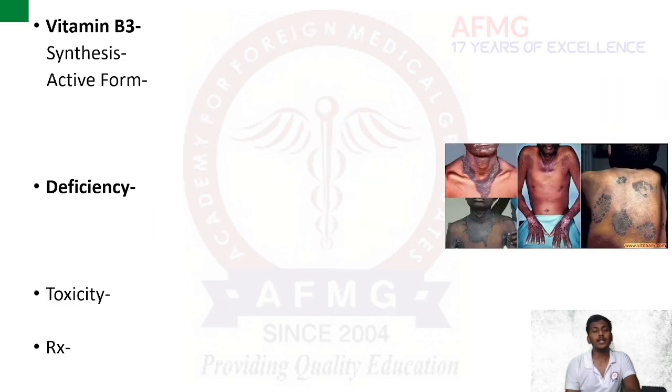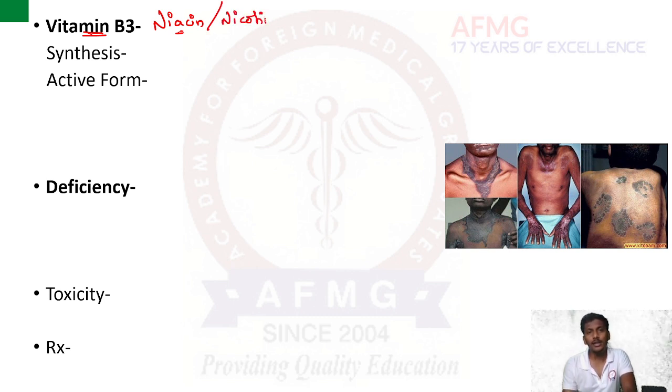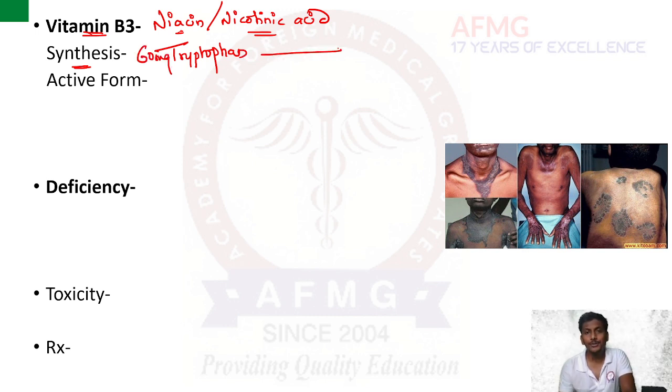Moving further, talking about the most common vitamin all of us are quite aware of, that is vitamin B3, also called niacin, also called nicotinic acid. As we know, it is an endogenously synthesized vitamin which can be synthesized in our body, from an amino acid called tryptophan. So please remember, 60 milligrams of tryptophan would lead to synthesis of 1 milligram of niacin.